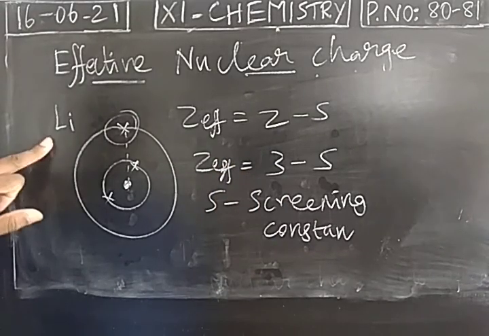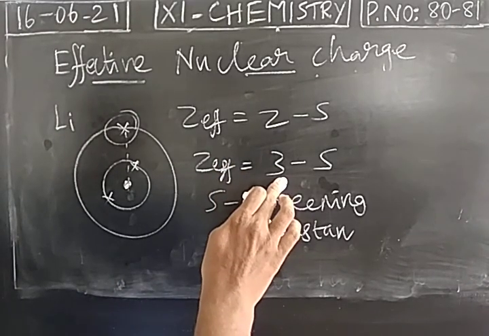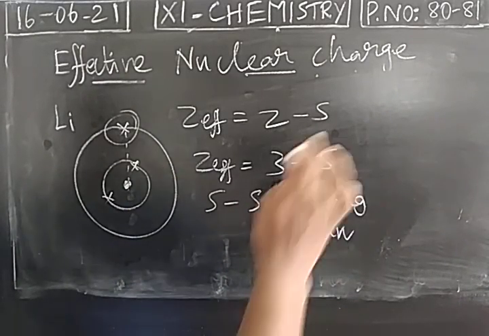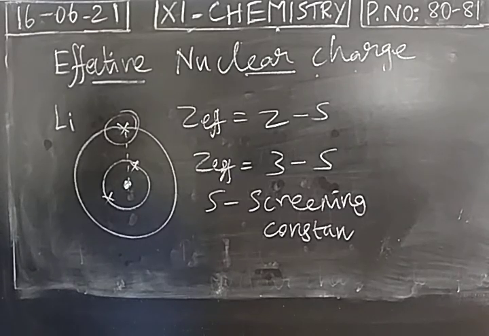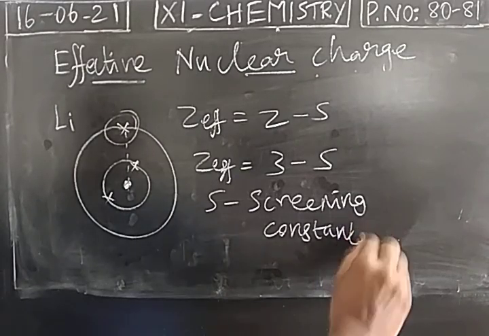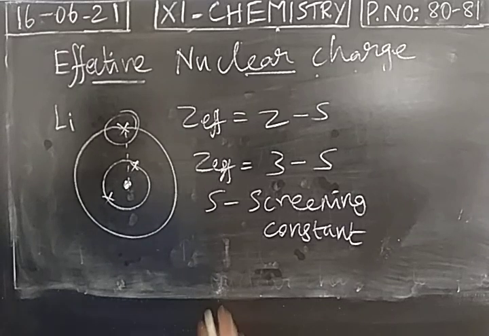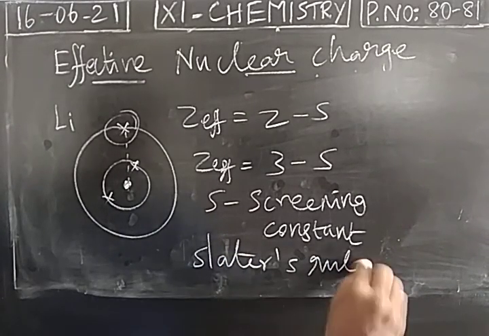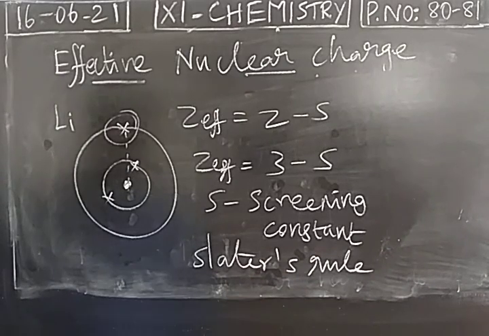When you take lithium, the expected nuclear charge is 3, but there is a shielding effect. We have to remove it as a screening constant. How can we calculate this screening constant? For that we have Slater's rule. It's the name of a scientist, Slater. We have Slater's rule to find the screening constant for one particular electron.